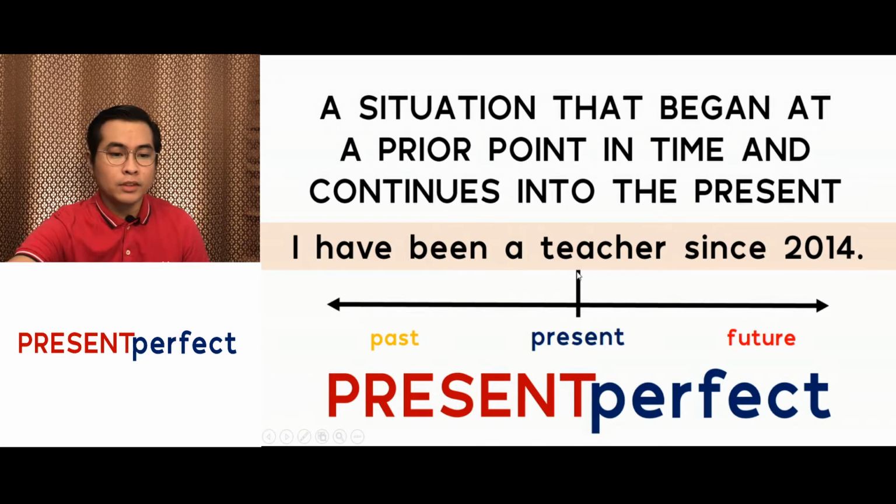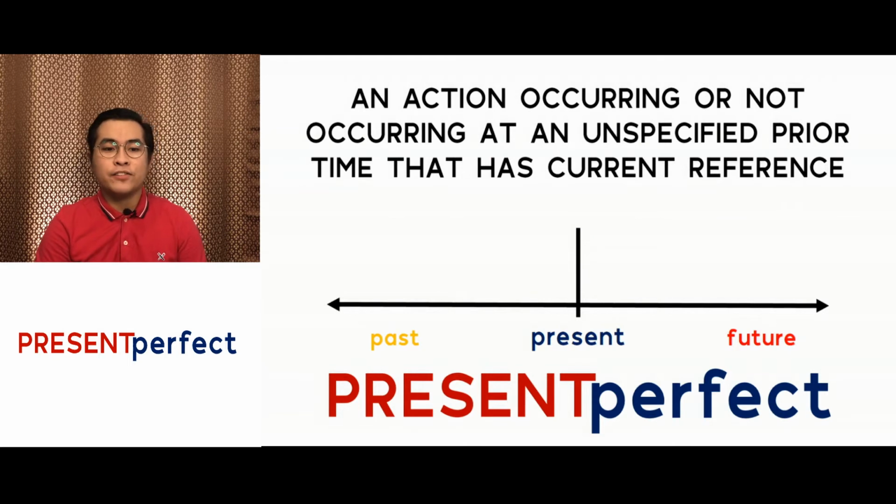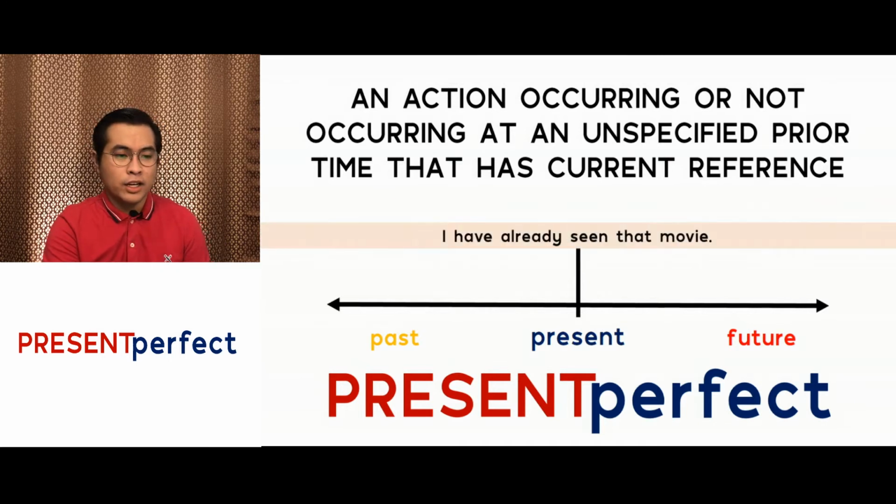Okay? The next one is an action occurring or not occurring at an unspecified prior time that has current reference. So what is that? Okay, let's dig into each part of that core meaning. So we have, "I have already seen that movie." So an action occurring or not occurring. So you could actually say, "I have not seen that movie," or you can say, "I have already seen that movie," at an unspecified prior time.